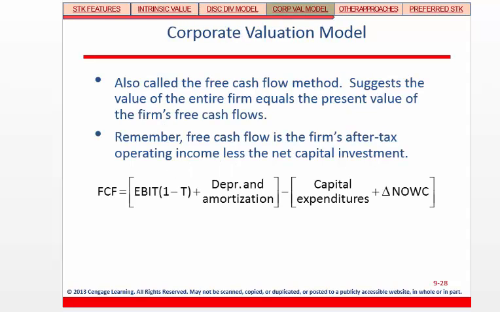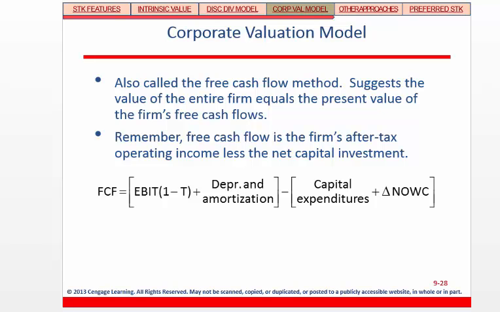So now we're looking at the corporate valuation model. You don't have to know how to do this, okay? But what I want you to know is it's sometimes called the free cash flow model or the free cash flow method. And so if you see it on an exam, make sure that you have that in your mind, okay? And basically, it's a similar idea. The dividend discount model or growth model looks at future dividend cash flows and discounts them back. Here we're going to discount back to the present value all of a firm's future free cash flows.